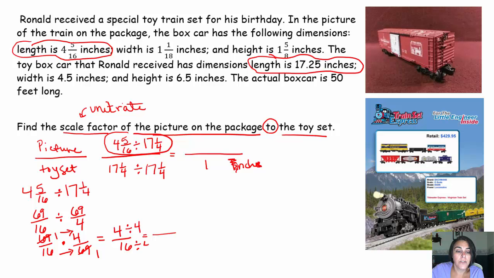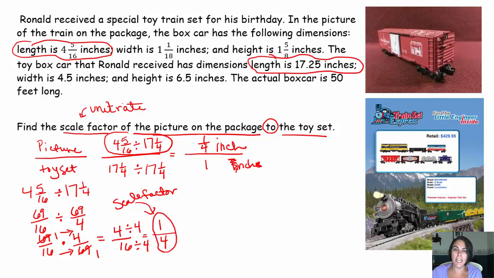I'm going to divide numerator and denominator by 4. 4 divided by 4 is 1. 16 divided by 4 is 4. That means our scale factor is 1/4. And that says to me, if my toy inside the box was just 1 inch long, the picture on the box would be 1/4 inch long. I just want to make sure you understand what this means.